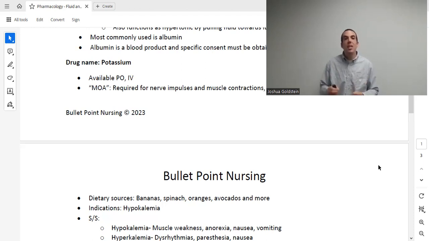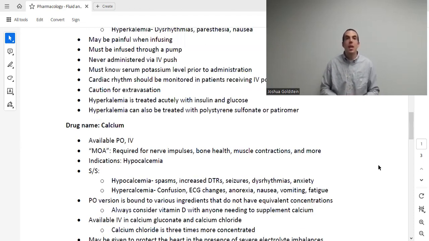Note that when you're giving this, this is never given IV push outside of death row. This is only ever given via the IV route when it's in an infusion, when it's diluted, and it's given via a pump. It must always be an infusion, diluted, via a pump. You're never going to just draw up some potassium and inject some potassium unless you're working on death row.